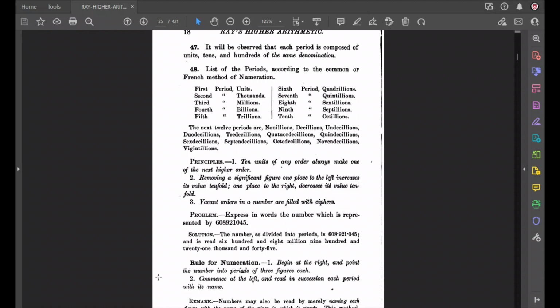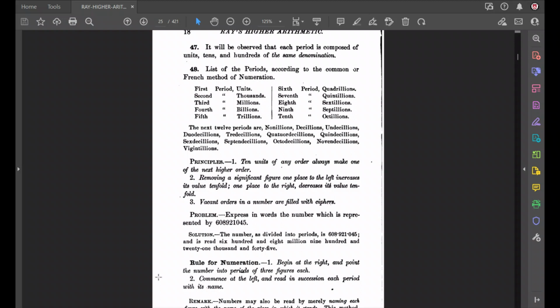Step 1, begin at the right and point the number into periods of 3 figures each. So rule 1 is to mark out the periods. Point the number into periods of 3 figures each. And then the second step, beginning at the left, read in succession each period with its name.